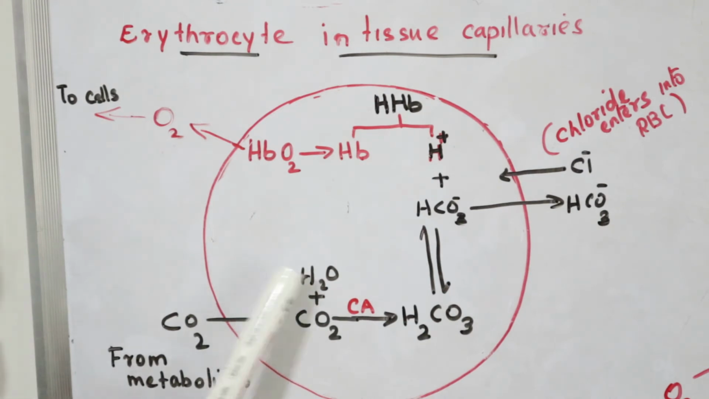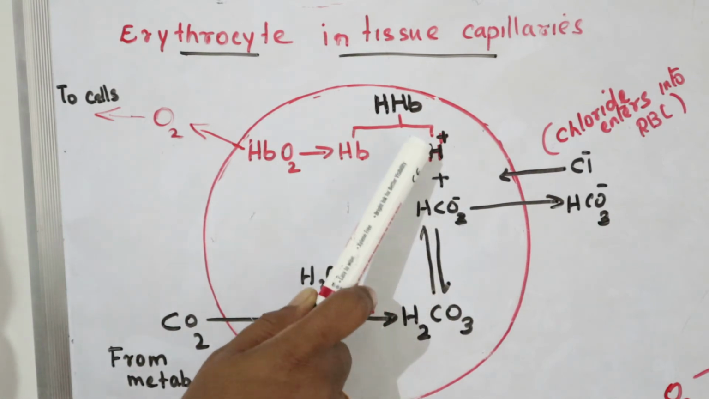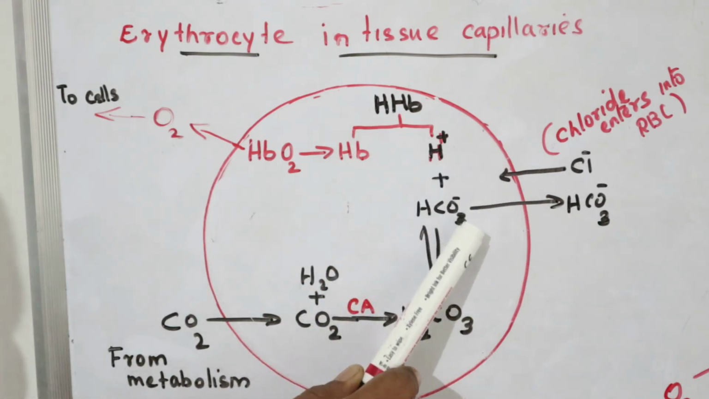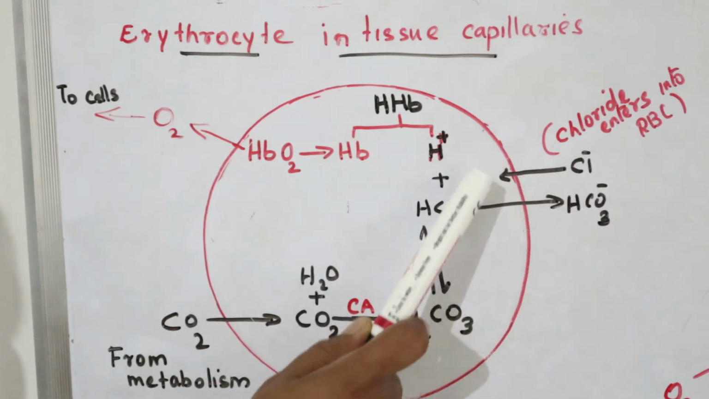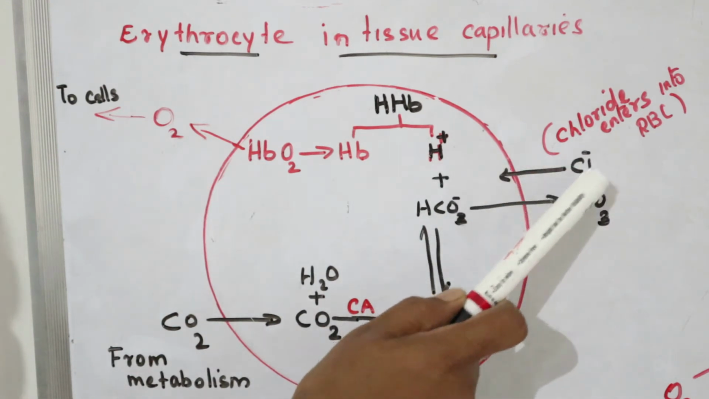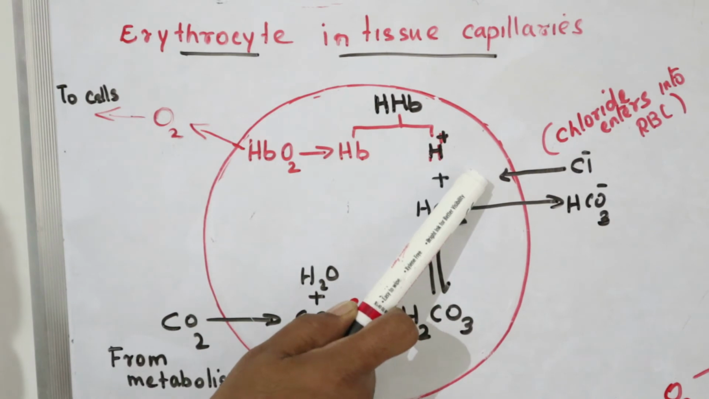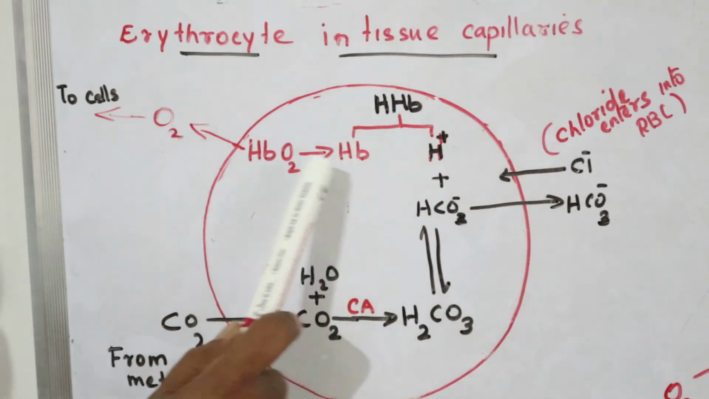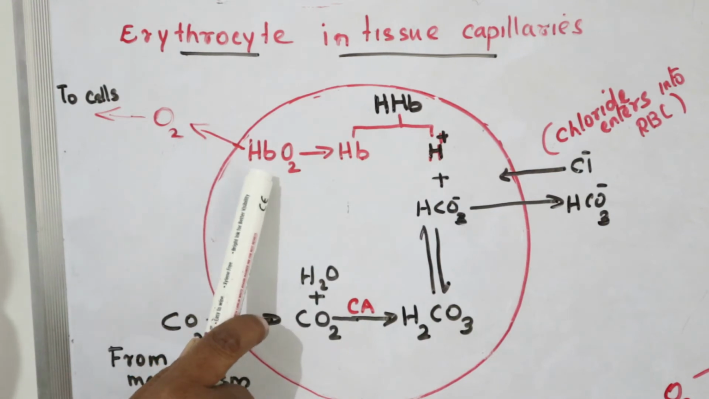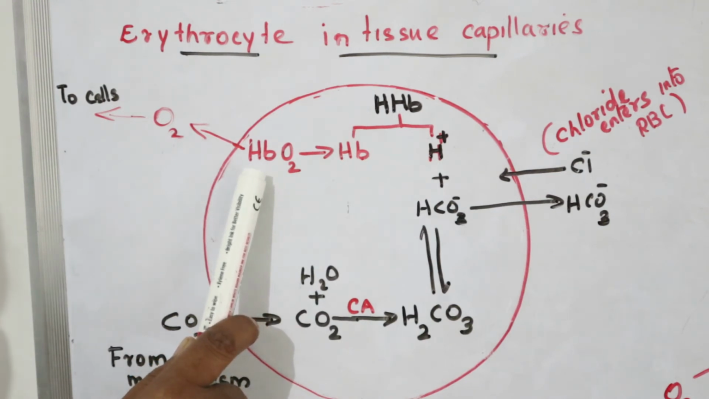combines with water, producing carbonic acid, catalyzed by carbonic anhydrase. This carbonic acid dissociates to bicarbonate and H plus ions. This bicarbonate shifts to plasma. In order to maintain the equilibrium, chloride ions shift into RBC, and this is known as chloride shift. And there comes the HbO2 from lungs inside the tissue capillaries.